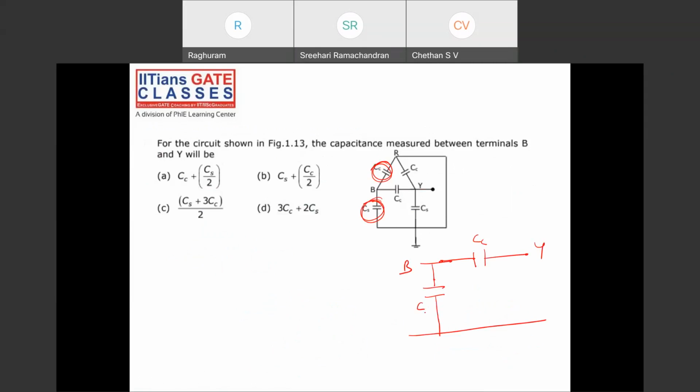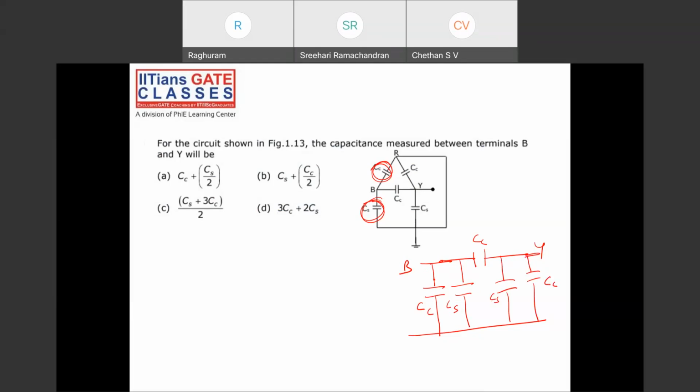Okay, this is CS. This is CC. Or this is CC and CS. Again, CS, CC. Now, can you say what is the answer? Now, find the capacitance between B and Y terminal.